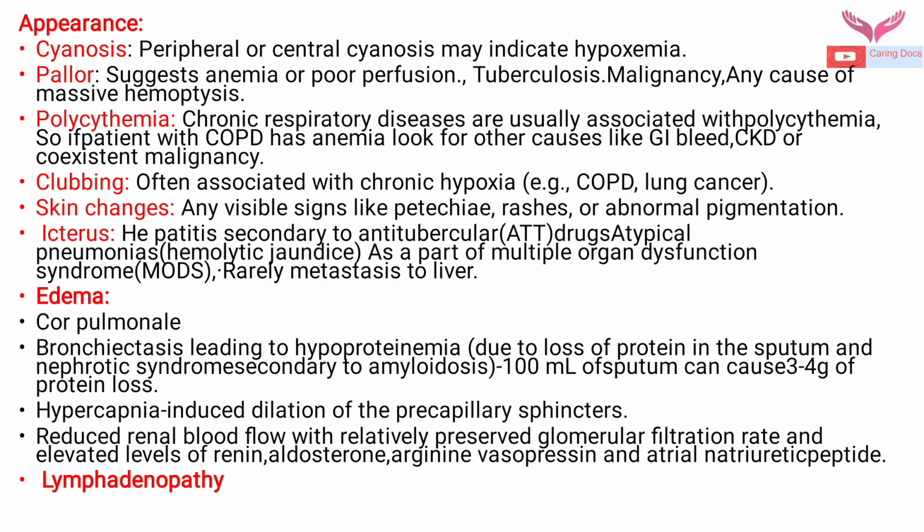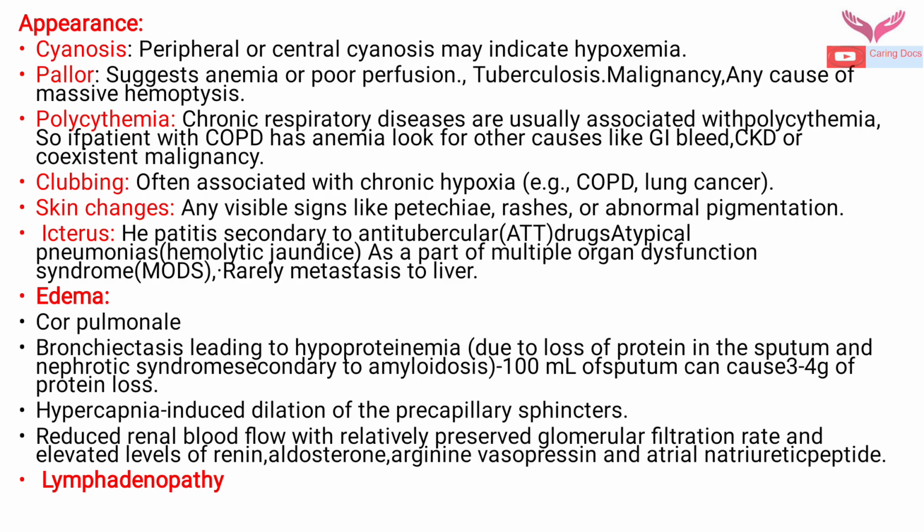Look for the appearance. In the appearance, we will see whether the patient is cyanosed or not, whether the patient has peripheral or central cyanosis. This may indicate hypoxemia. Look for pallor. If there is pallor, it may suggest anemia or poor perfusion. Pallor may be seen in tuberculosis, malignancy, or any other cause of massive hemoptysis.